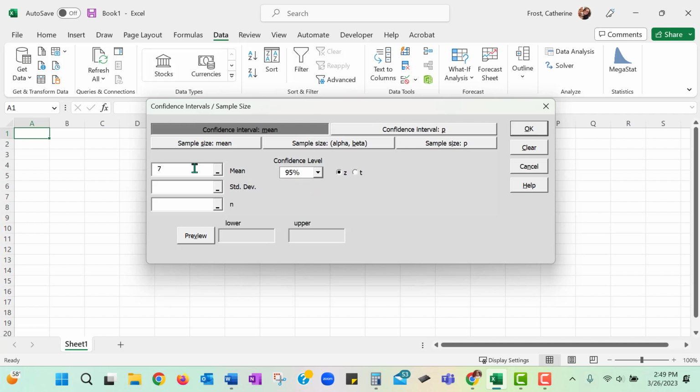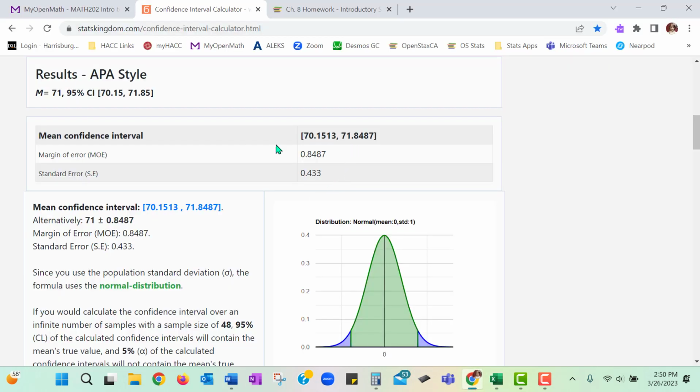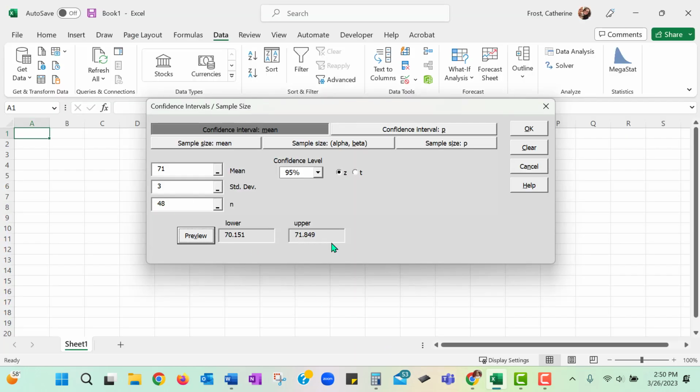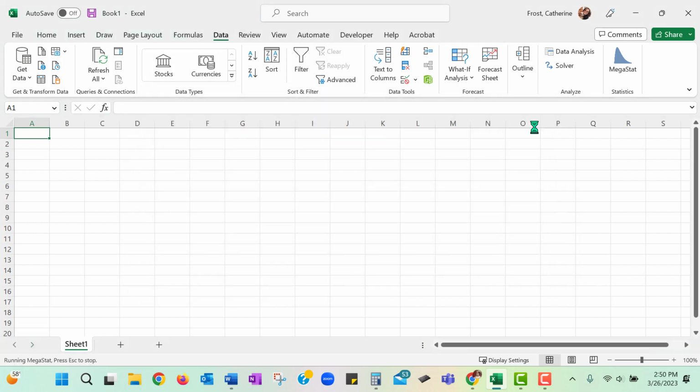Then our sample mean was 71. And the standard deviation, since we're doing the z-test or the normal distribution, we want to put in the population standard deviation, I think. So let's just see. And then it was 48. And again, z-test. So preview, I think that's what we got, right? There we go, 8515. Yes, so this is coming out the same. And so I can click OK.